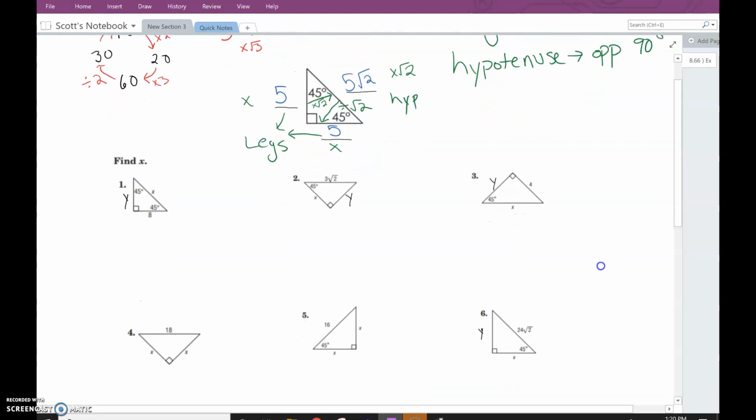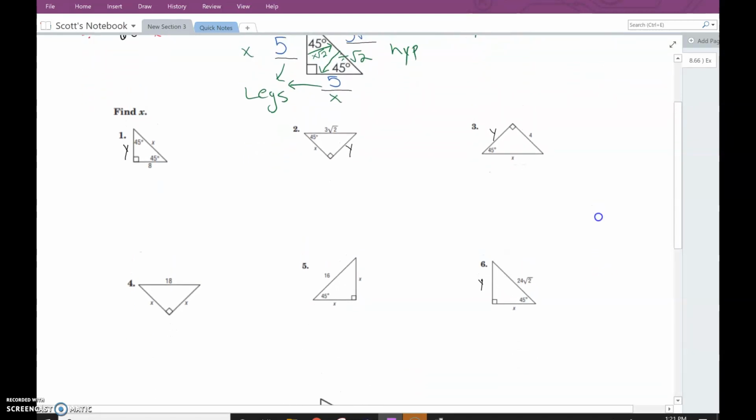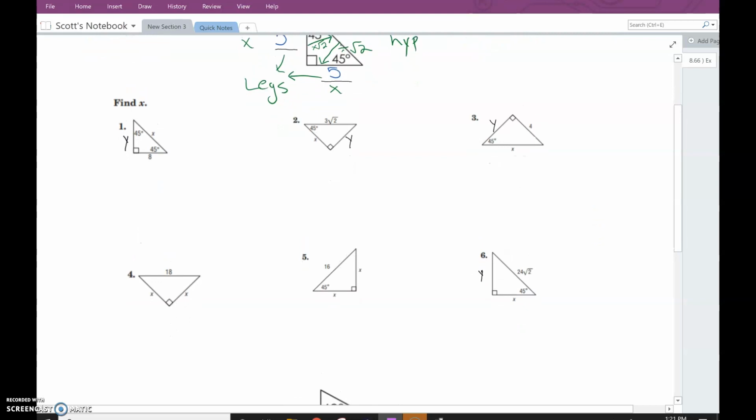I'm actually going to start with this number 4 down here. The first thing I ask is, am I given a leg or a hypotenuse? Well, the legs form the 90. This is opposite the 90, so this is the hypotenuse.